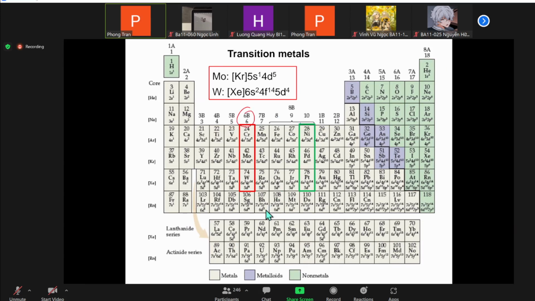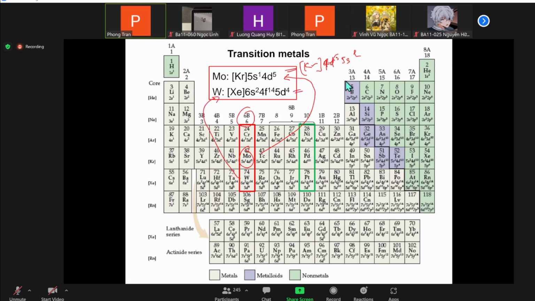And if you take molybdenum, you have this orbital, the electron configuration. And of course, this one you can draw like this: 4d5, 5s1. Okay. And you take tungsten. The tungsten electron configuration is this one.